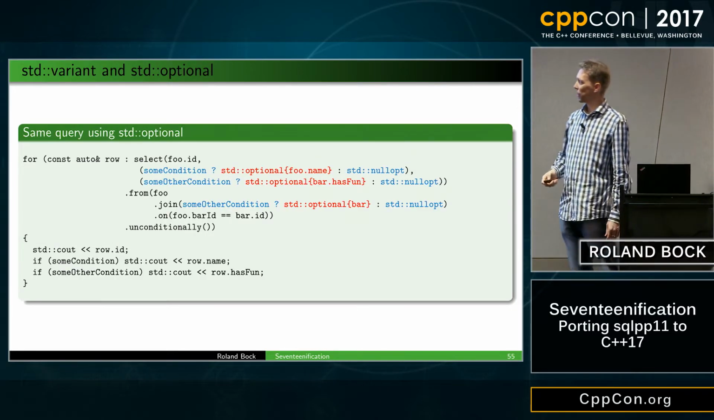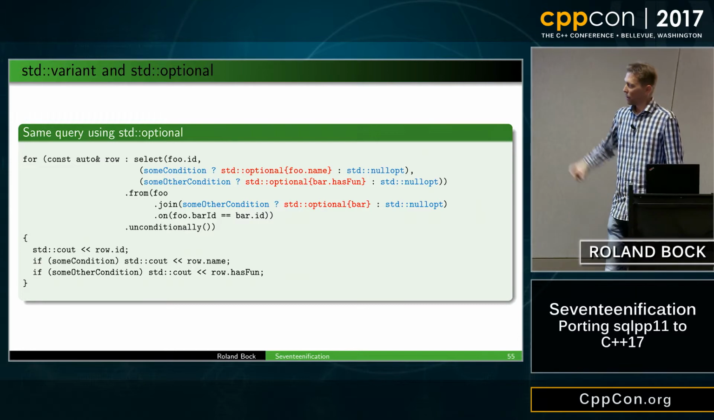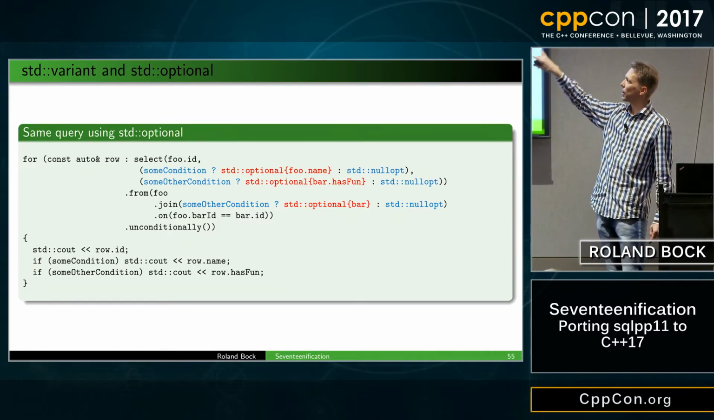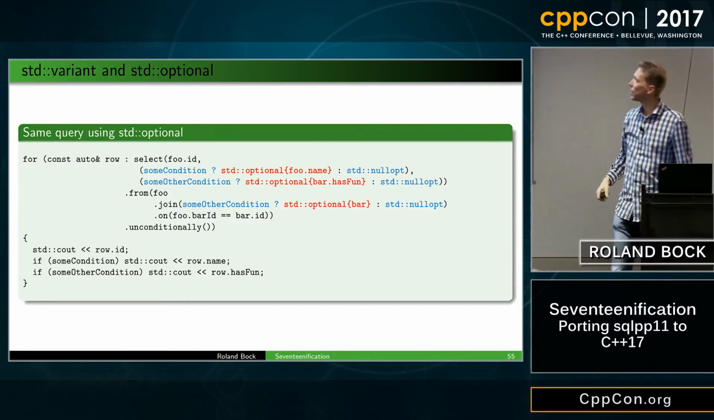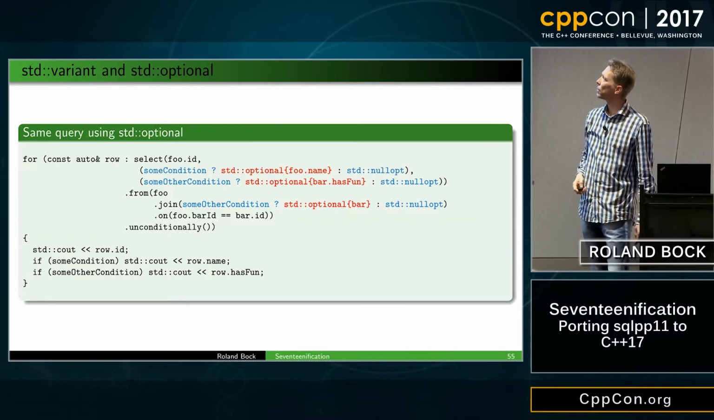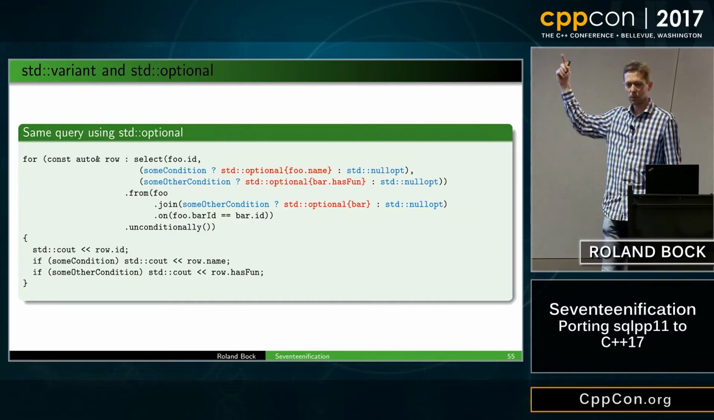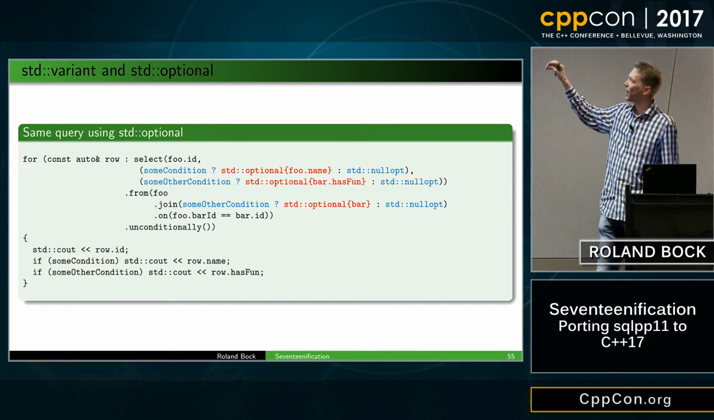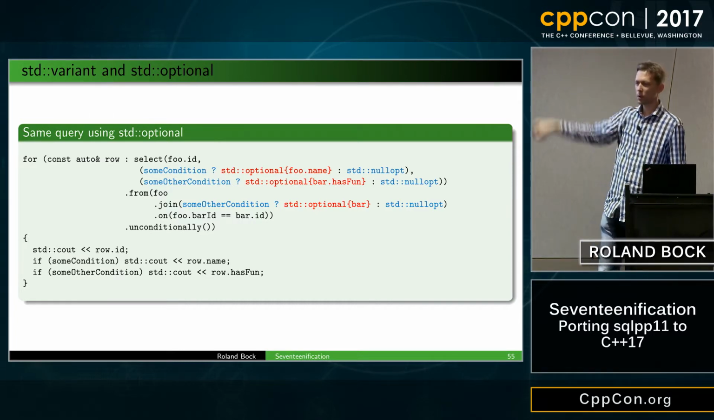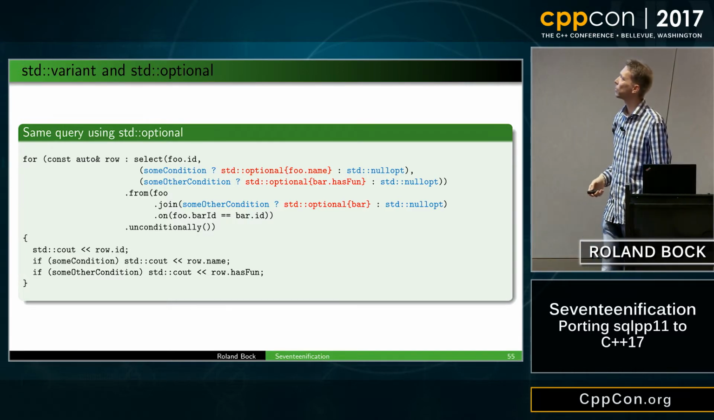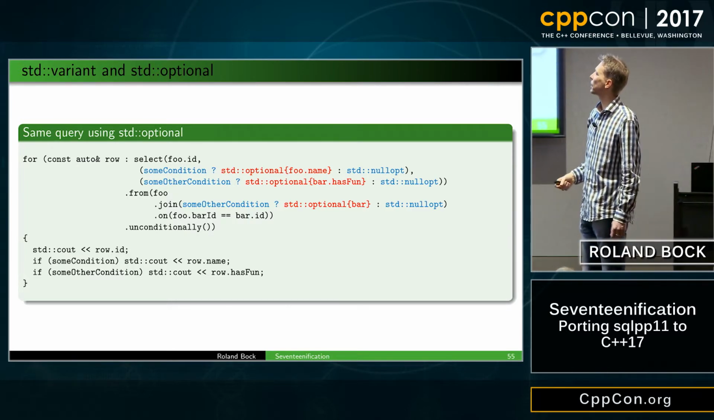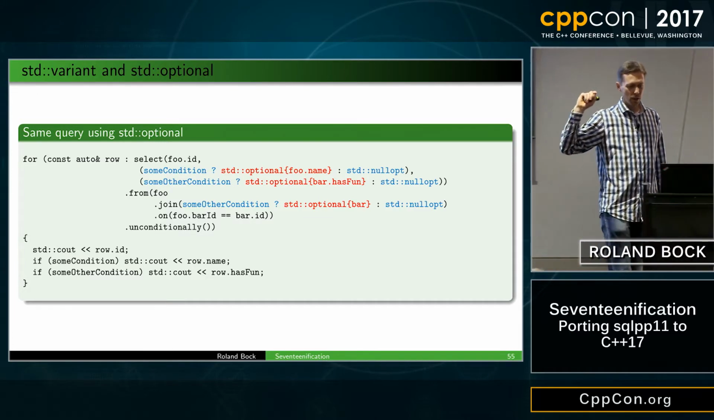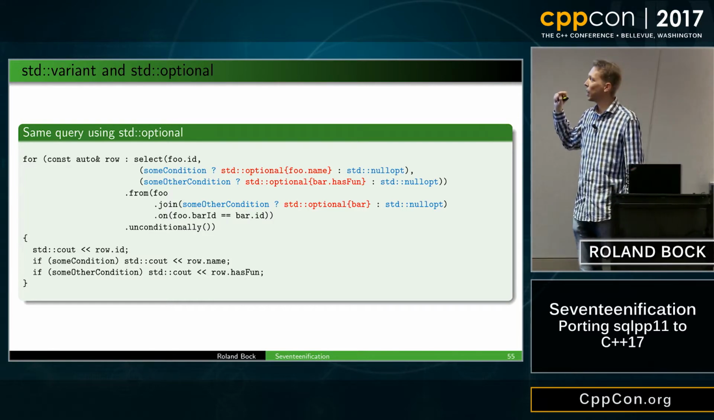Okay, and then it would look like this. So, same code as before. Under some condition, we pass an optional of foo name, so of this column, into the library, into the select call. And otherwise, if the condition is false, then we just pass std::nullopt, which happens to be an argument for the std::optional constructor of any type, and we'll just construct an empty optional.